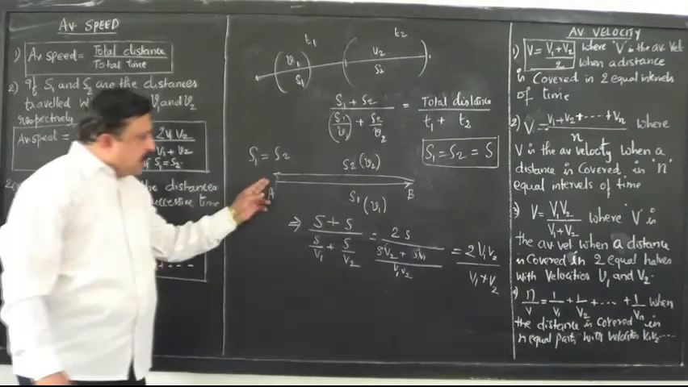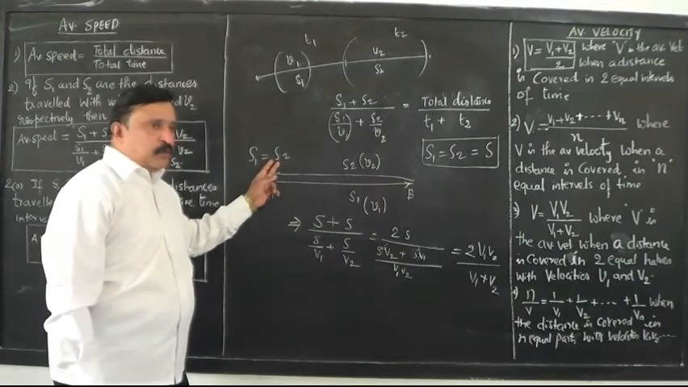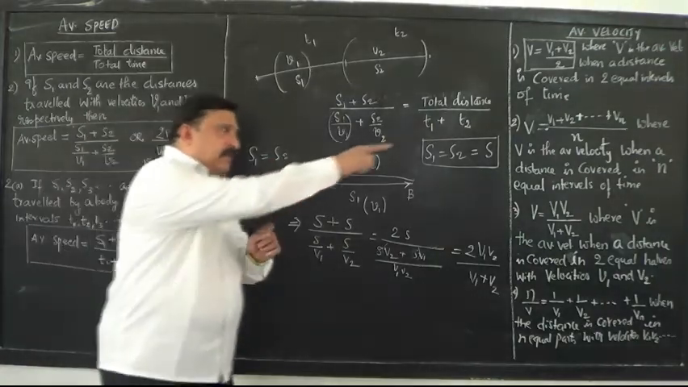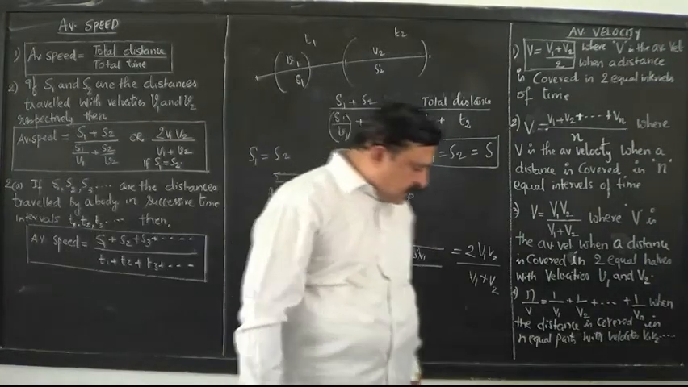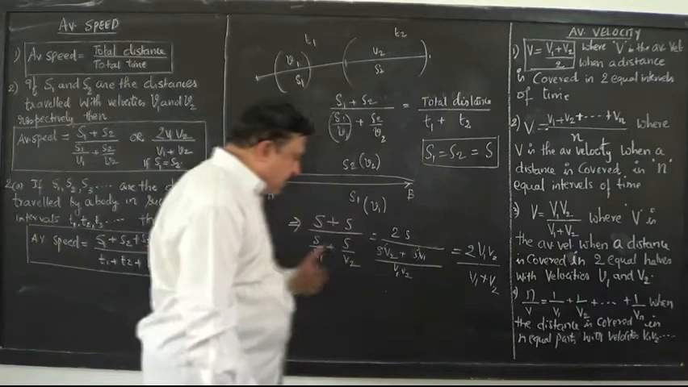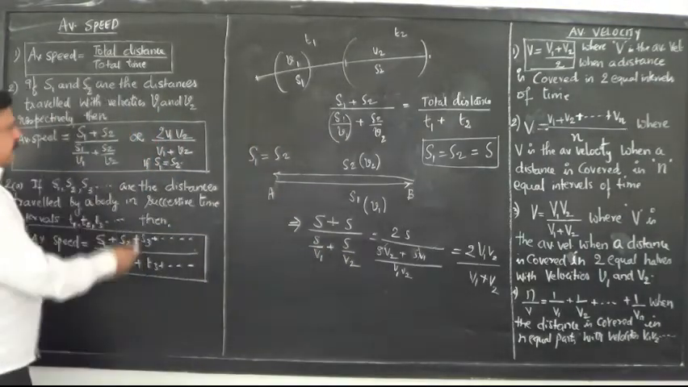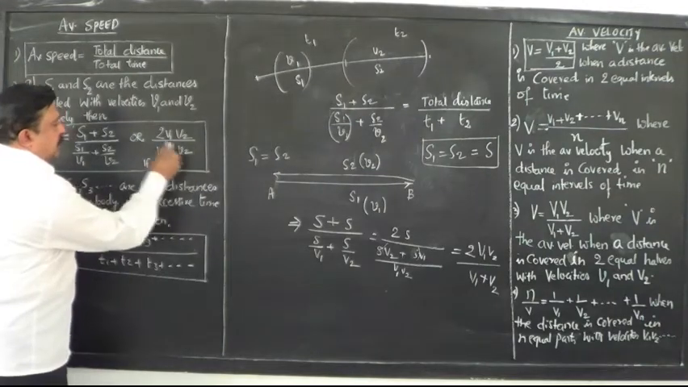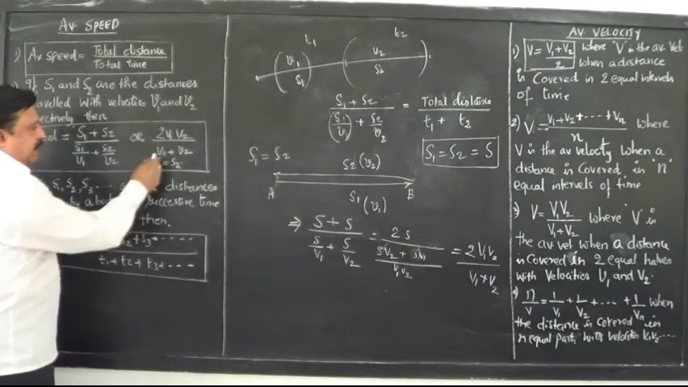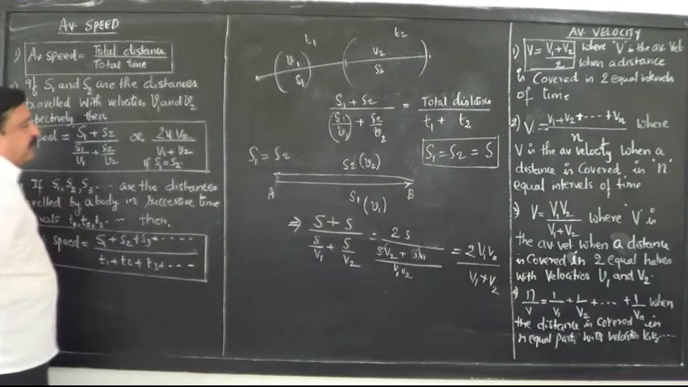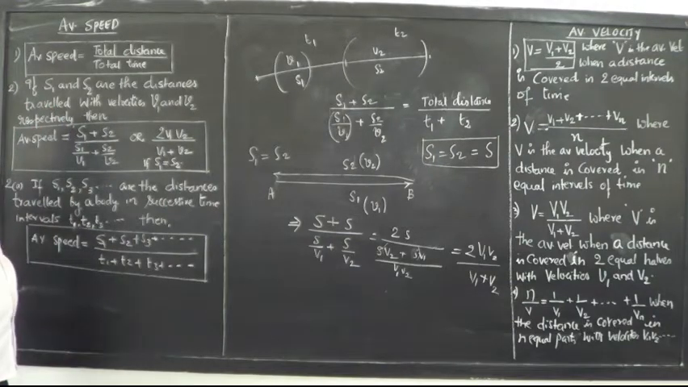So remember, if S1 is equal to S2, and V1 is the velocity to cover a distance of S1 and V2 is the velocity to cover a distance of S2, in that case the average speed, not velocity, average speed is given by 2 V1 V2 divided by V1 plus V2.